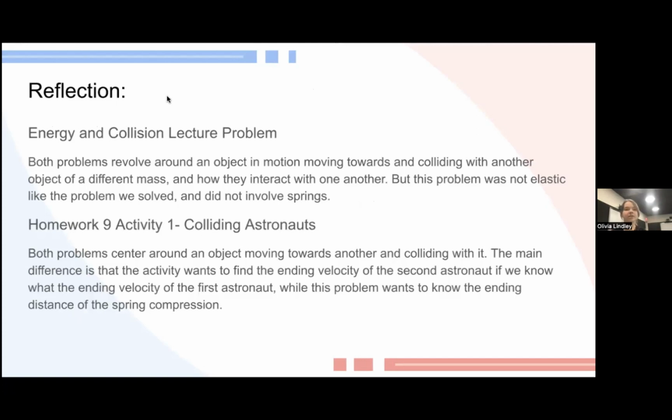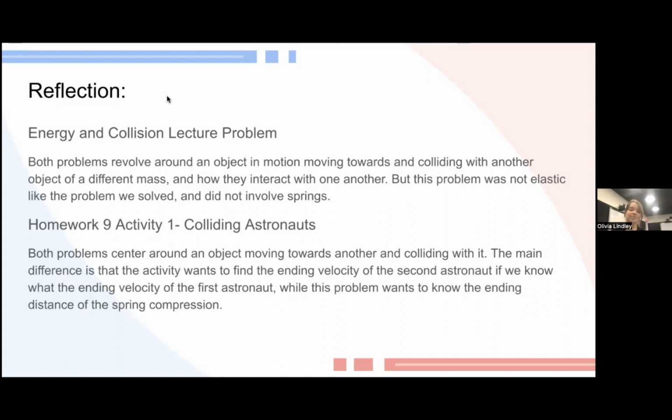And for our reflection, we found that this problem was very similar to our energy and collision lecture problem that we did during class. Both problems revolved around an object moving towards another that is at rest and colliding with one another. Though in our lecture problem, these two objects had different masses and it was not an elastic problem like the one that we solved. It also did not involve springs, while the problem that we did here did.